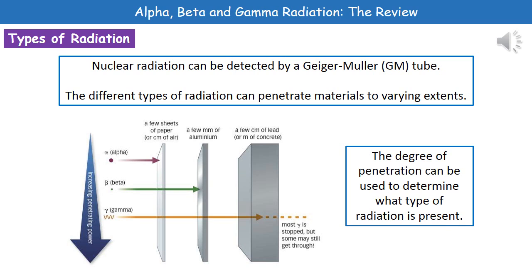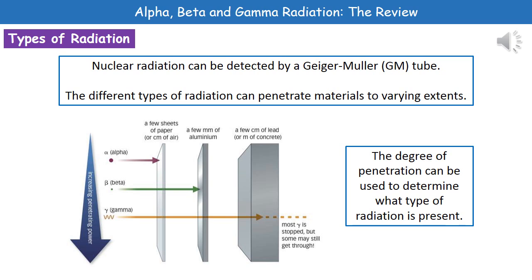So if we've got an unknown radiation source, we can put some bits of paper in front of it. If we do not pick up any radiation on the other side, it was obviously alpha. If we do, it could be beta or gamma. Whereas if we only detect radiation when we put it through some aluminium, for example, then we know it's got to be gamma because beta and alpha are stopped by them.